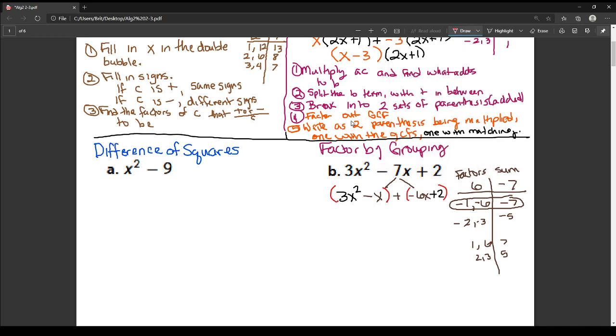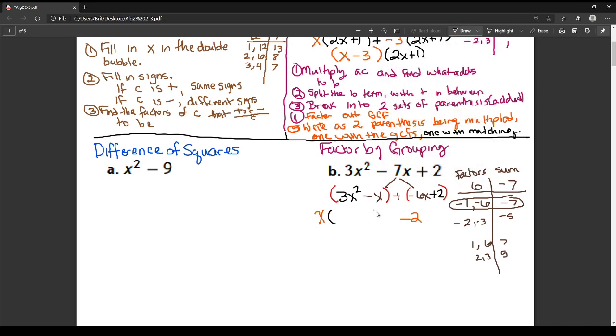Step number 4 says to factor out the GCF. Alright, so between 3x squared and a minus x, the GCF is x. Now, do you see how this set of parentheses has a positive and a negative, and this one has a negative and a positive? So that means that when I go to factor out this one, I'm going to factor out a negative number so that I can flip the signs, and the signs will match. Okay? And then between 6x and 2, the GCF is 2.